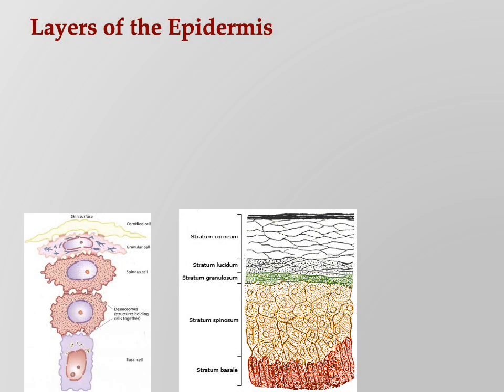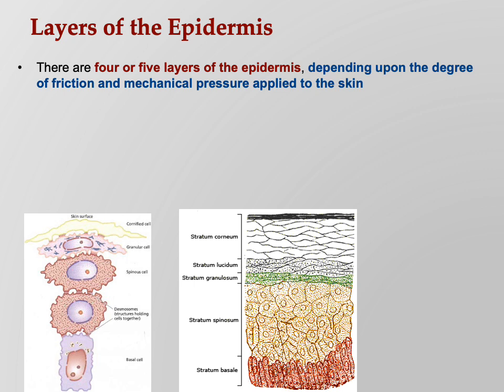We looked at the 5 different kinds of cells in the epidermis. Let's look at the layers or strata of the epidermis. There are 4 or 5 layers depending on the degree of friction and mechanical pressure applied to the skin. So some areas of your body have 4 layers of epidermis, other areas of your body have 5 layers. We'll see which ones those are.